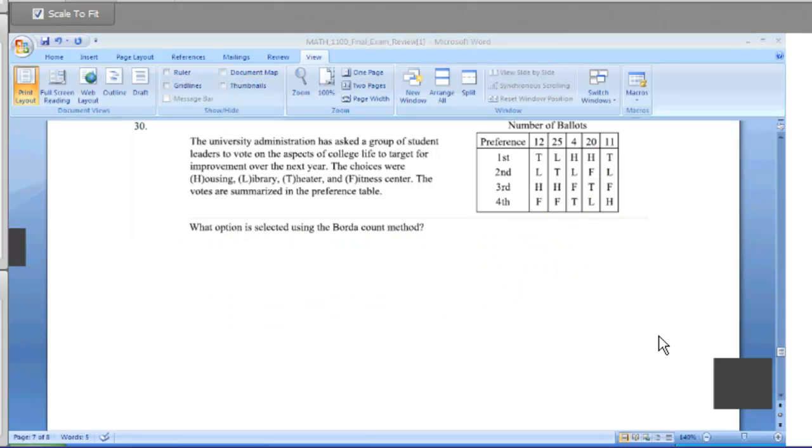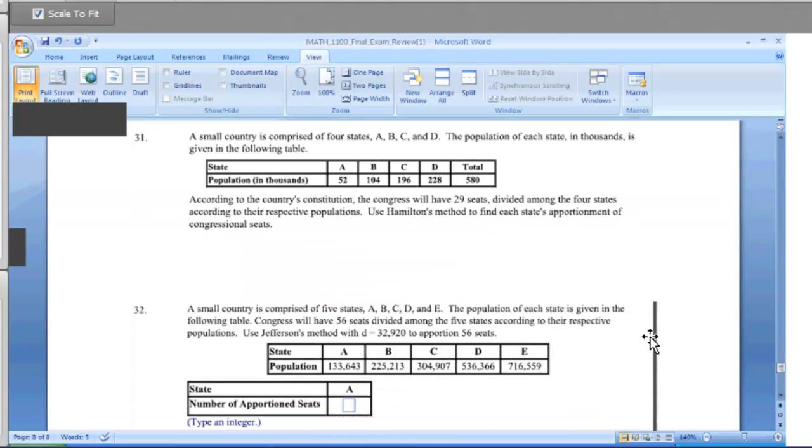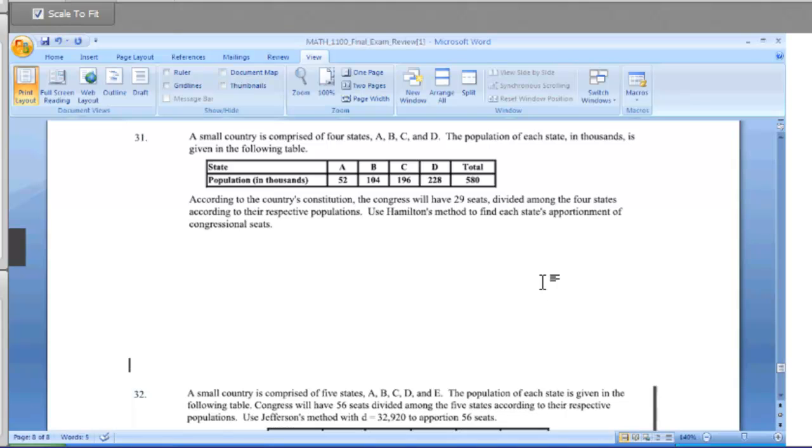Okay, and let's look at 31 right quick. So for 31, a small country is comprised of 4 states, A, B, C, and D. The population of each state in thousands is given in the following table. According to the country's constitution, the Congress will have 29 seats divided among the 4 states according to their respective population. Use Hamilton's method to find each state's apportionment of congressional seats.